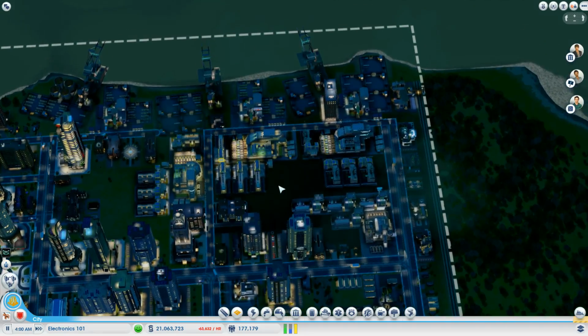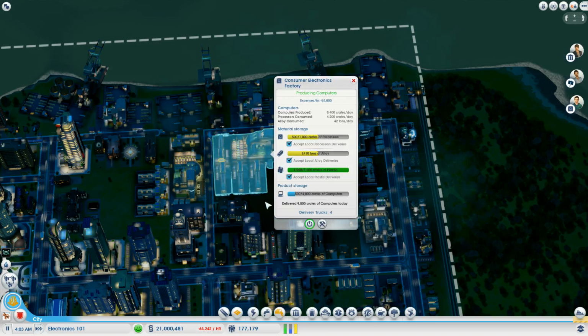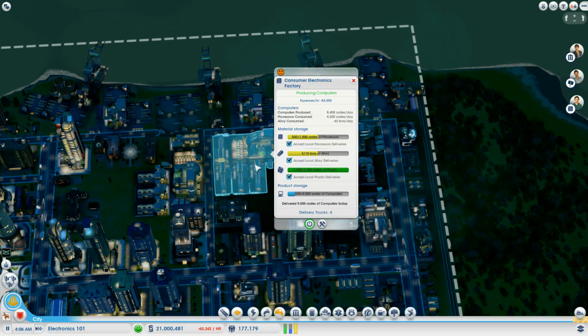If you're just here for the quick and dirty on what makes you the absolute most money with electronics, the answer for you is computers. Computers will make you the most profit for the space provided.